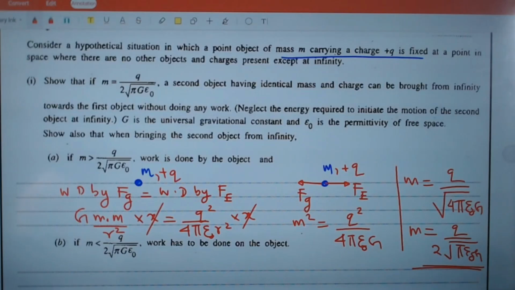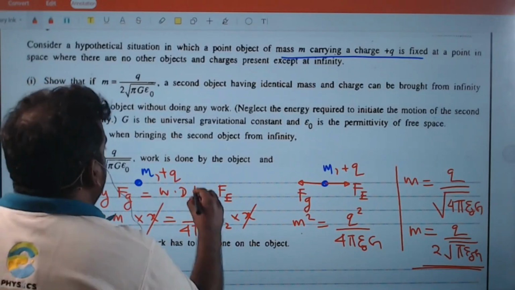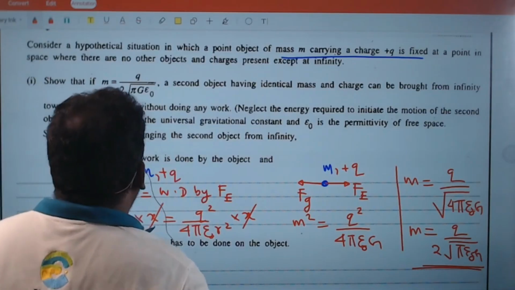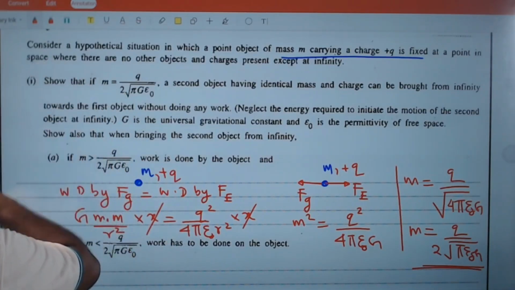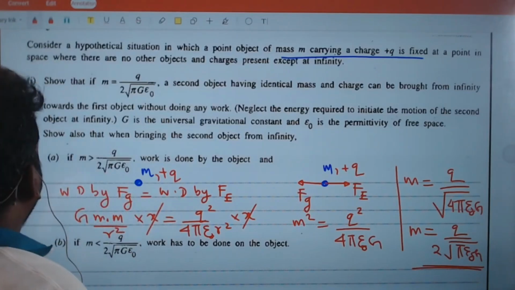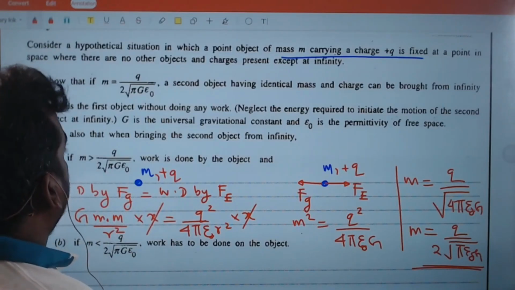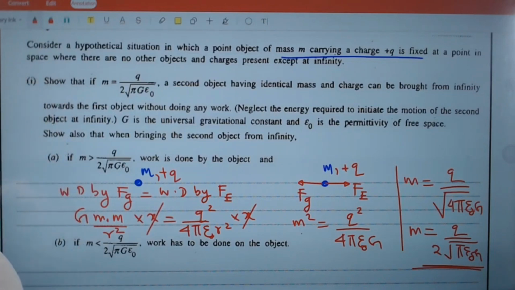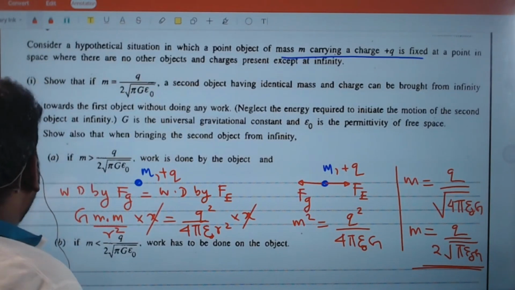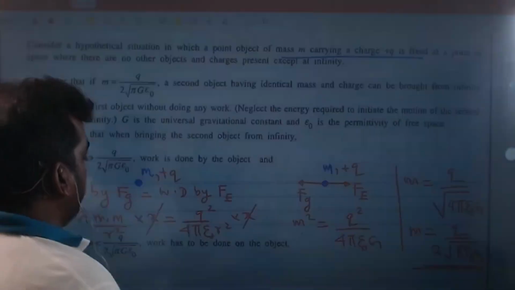So if this is equal, we can say no work is done, right? Write a small sentence there. If there is no work done, so what we'll do is we'll use the board for this.